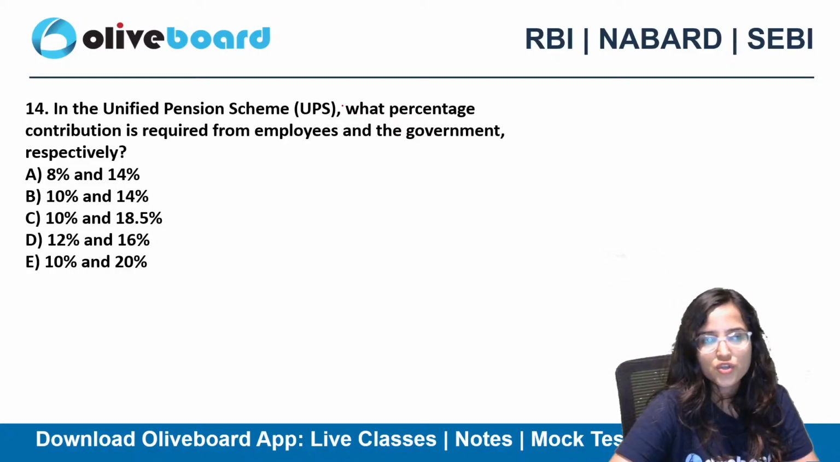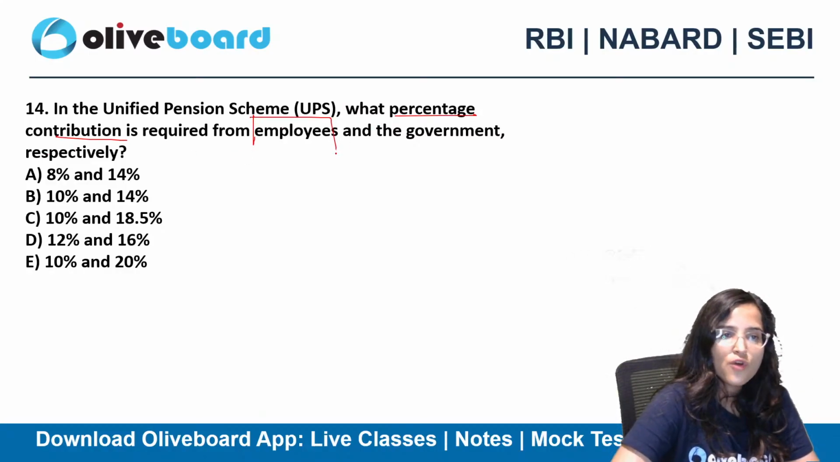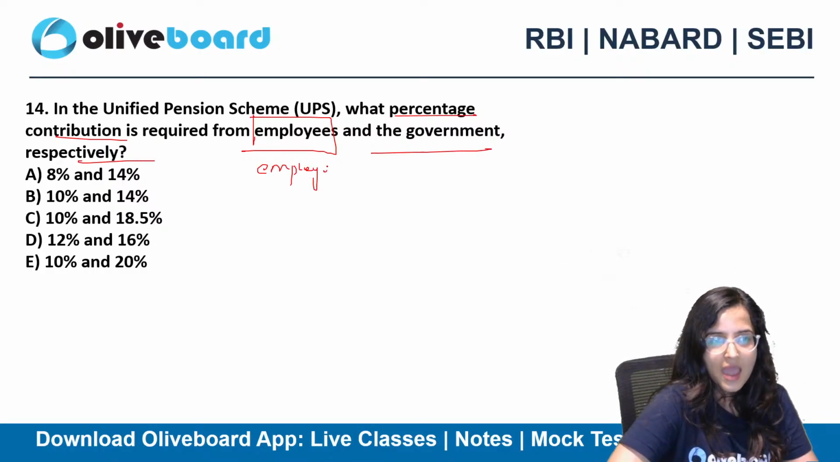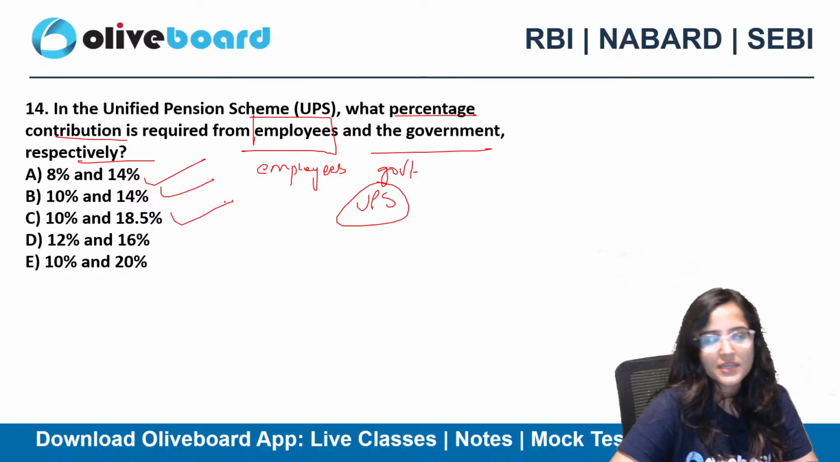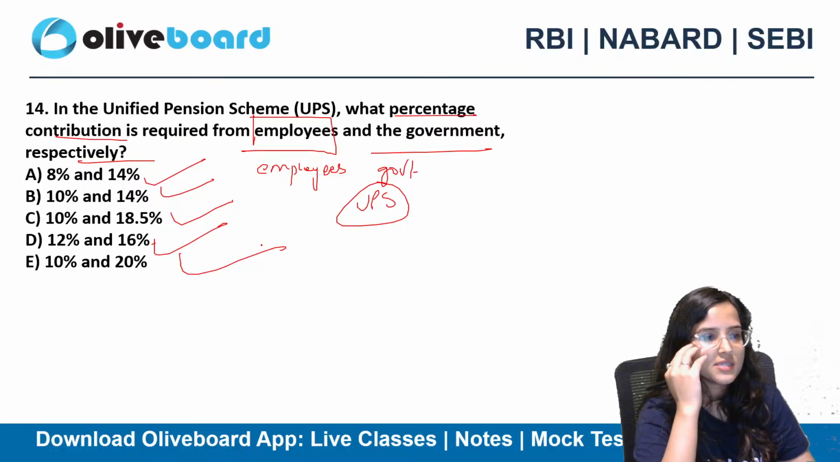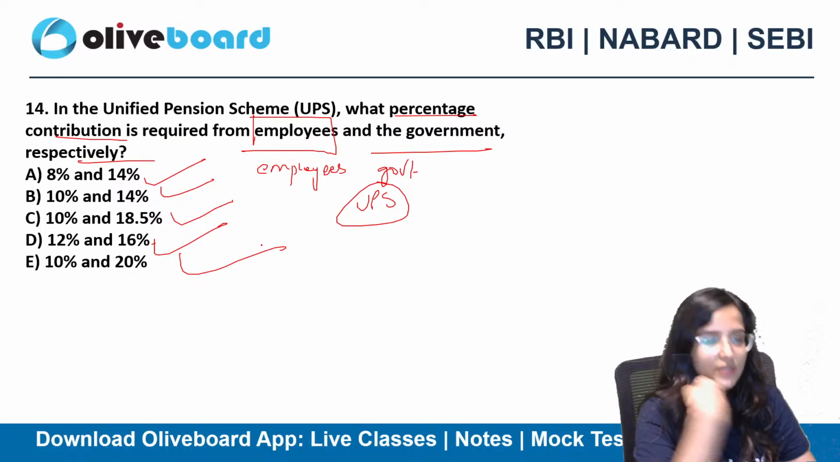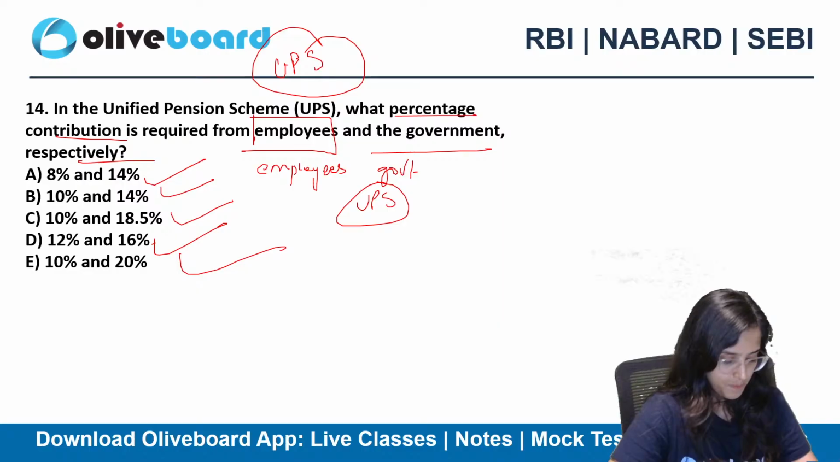Acha, in the UPS, Unified Pension Scheme, what percentage contribution is required for employees and the government respectively? Contribution of employees and government under UPS. 8 and 14%, 10 and 14%, 10 and 18.5%, 12 and 16%, or 10 and 20%. A, B, C, D or E. Manish is saying C, 10% and 18.5%. Anyone else who would like to answer? This is under your UPS, Unified Pension Scheme.